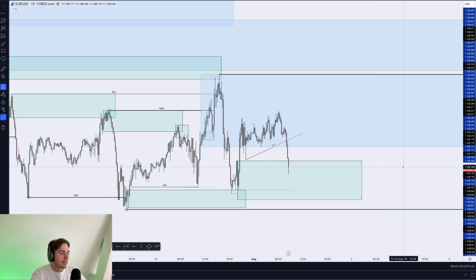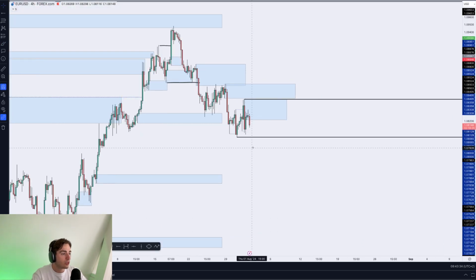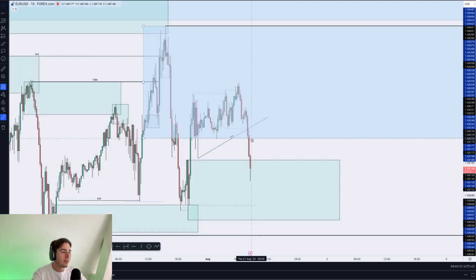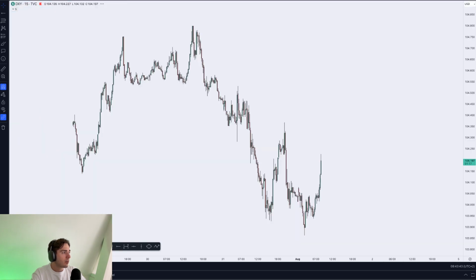So 15-minute is playing a little bit around with us. Just focusing on the 4 hour, I would say focus on those shorts, and then just wait for the 15-minute time frame to give us a nice short setup. So that's it on euro dollar, pretty much there.